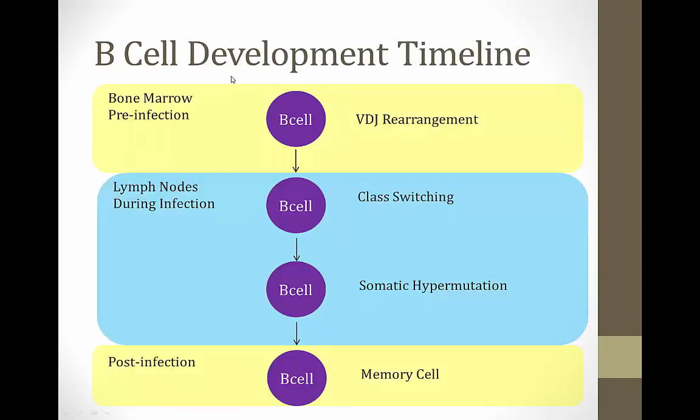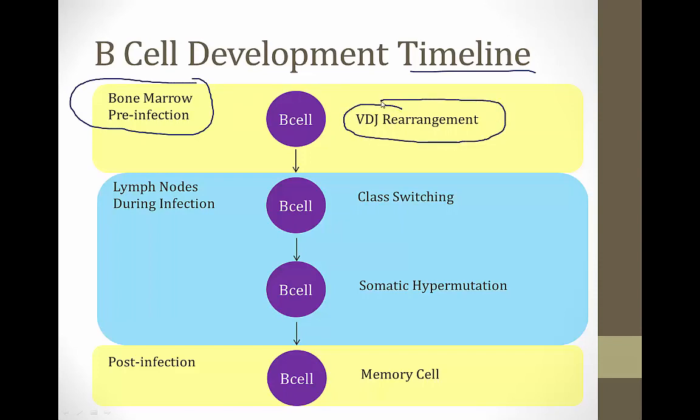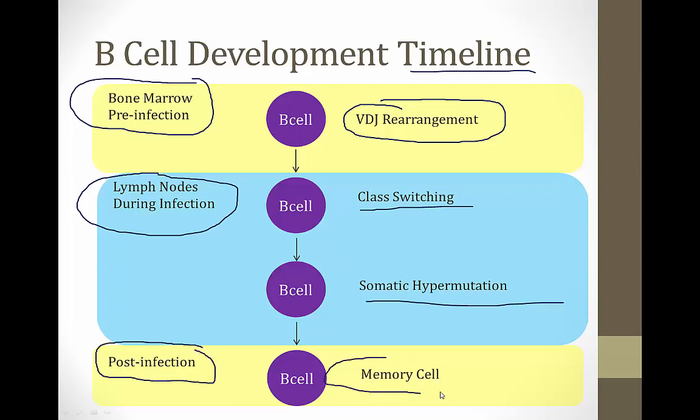So we've talked about a lot of things that B cells can do as they develop, and here I've shown you a timeline just to help you keep straight when all these processes occur. So in the bone marrow, before you're ever infected or exposed to an antigen, that's when B cells develop and do the VDJ rearrangement to choose the B cell receptor that they will have on their surface. In the lymph nodes during an infection, that's when you get class switching. That's also when you get somatic hypermutation. And then after the infection has gone away, this is when you're left with just memory cells present in the body.